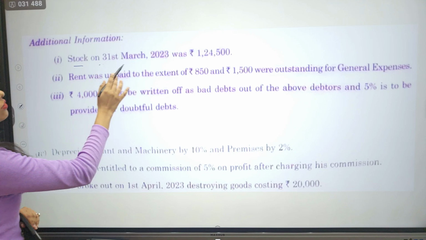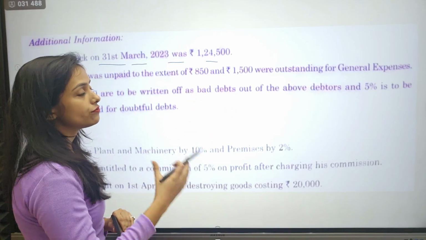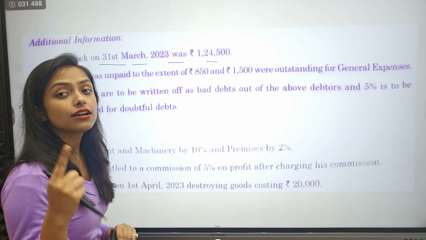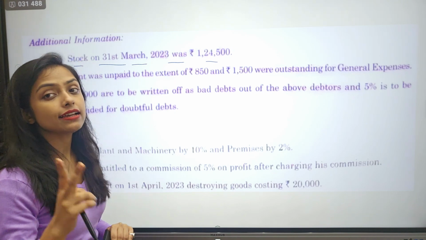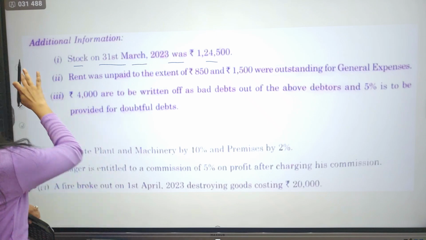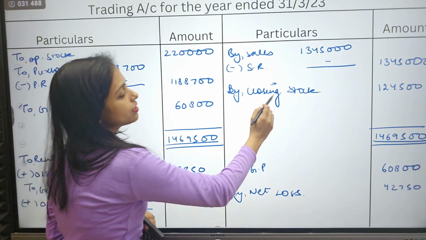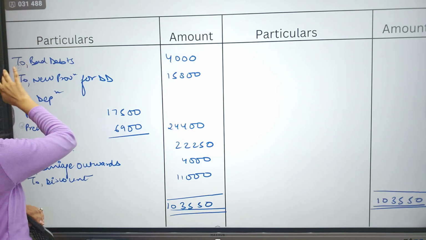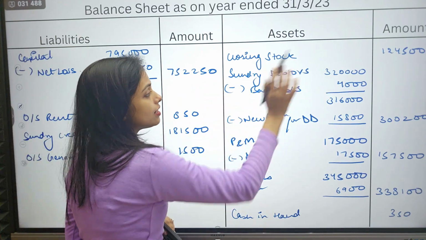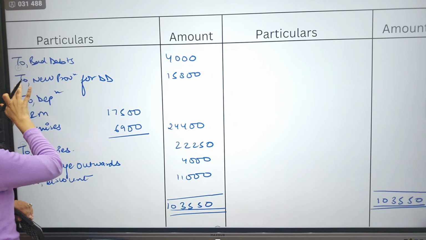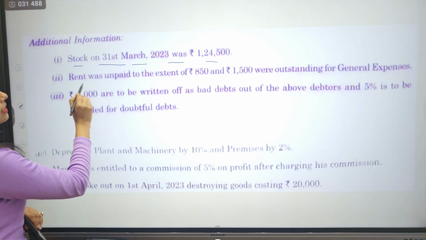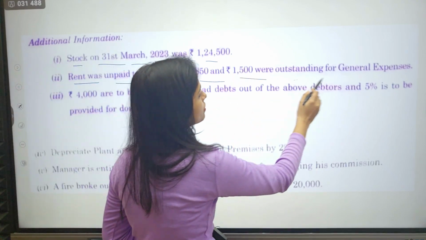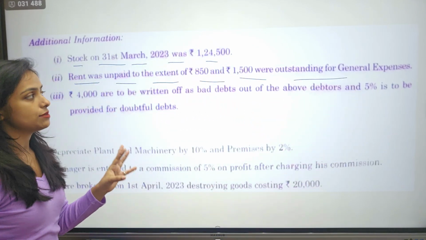First thing is stock on 31st March was 1,24,500. So two places we are going to write it in. First is the credit side of the trading account, second is the asset side of the balance sheet. I have written it like this: by closing stock 1,24,500, and the second place I have written it is the asset side of the balance sheet. Clear?